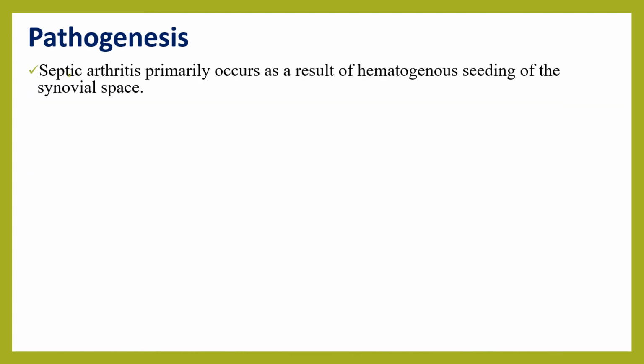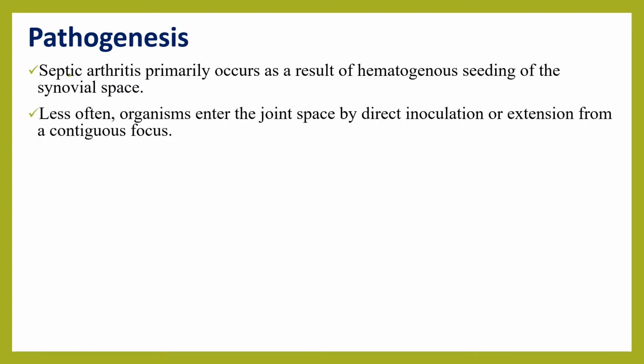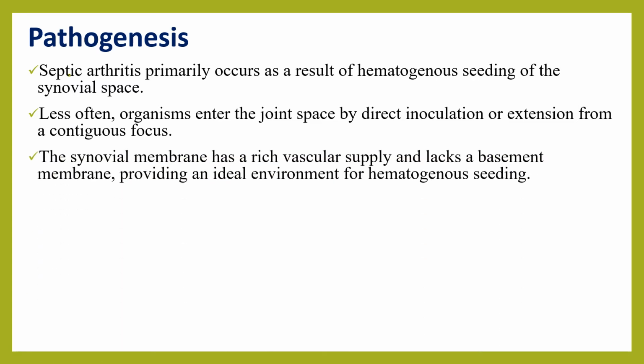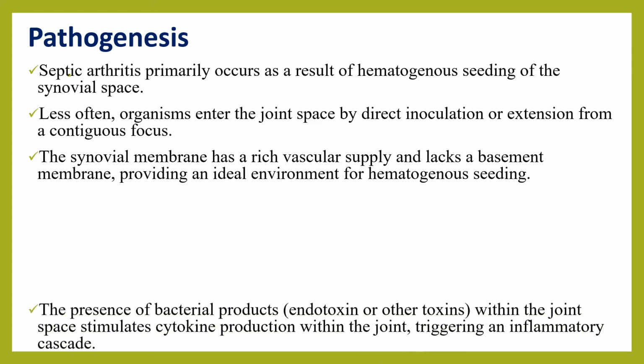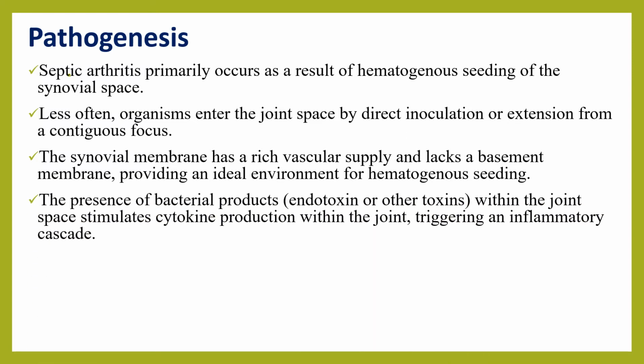Regarding pathogenesis, septic arthritis primarily occurs as a result of hematogenous seeding of the synovial space, and less often, organisms enter the joint space by direct inoculation or extension from a contiguous focus. The synovial membrane has a rich vascular supply and lacks a basement membrane, which provides an ideal environment for hematogenous seeding. The presence of bacterial products within the joint space stimulates cytokine production, triggering an inflammatory cascade.